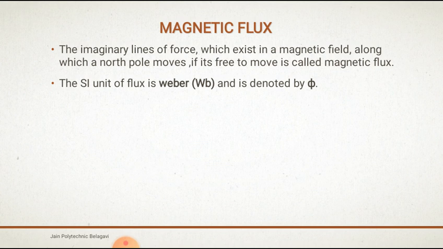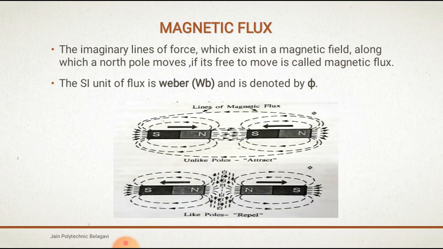Magnetic flux. The imaginary lines of force which exist in a magnetic field, along which a north pole moves if it is free to move, are called magnetic flux. The SI unit of flux is Weber and is denoted by phi. This is the diagram of magnetic flux.